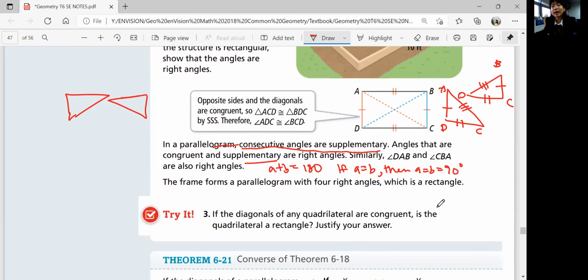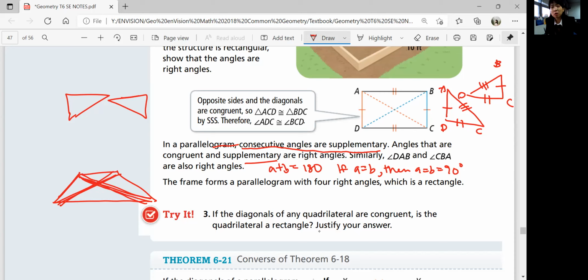So try number 3. If the diagonals of any quadrilateral are congruent, is the quadrilateral a rectangle? Justify your answer. So does that work for any quadrilateral and for all the diagonals that are congruent? What about a trapezoid? You could have congruent diagonals.